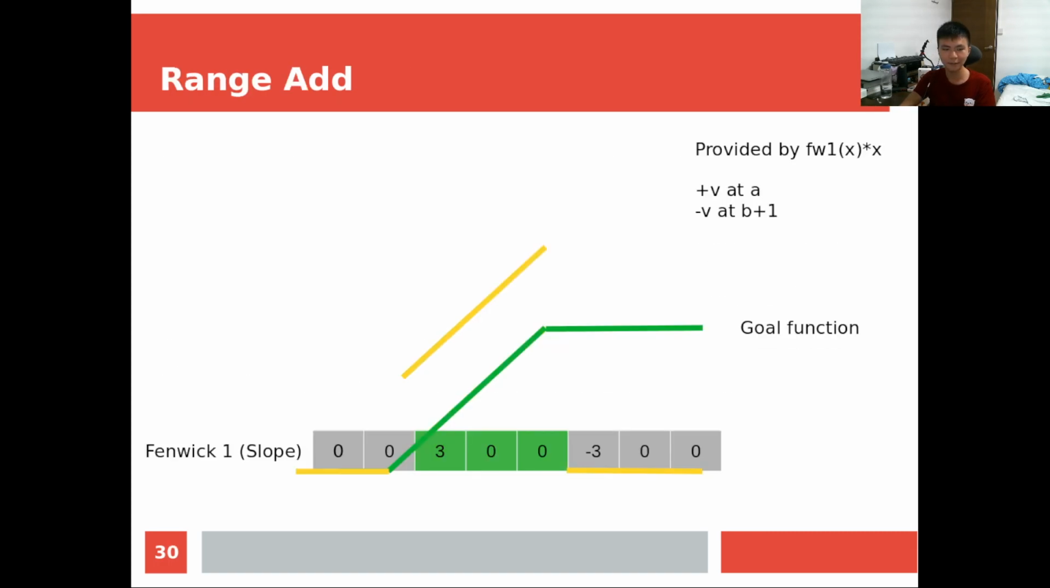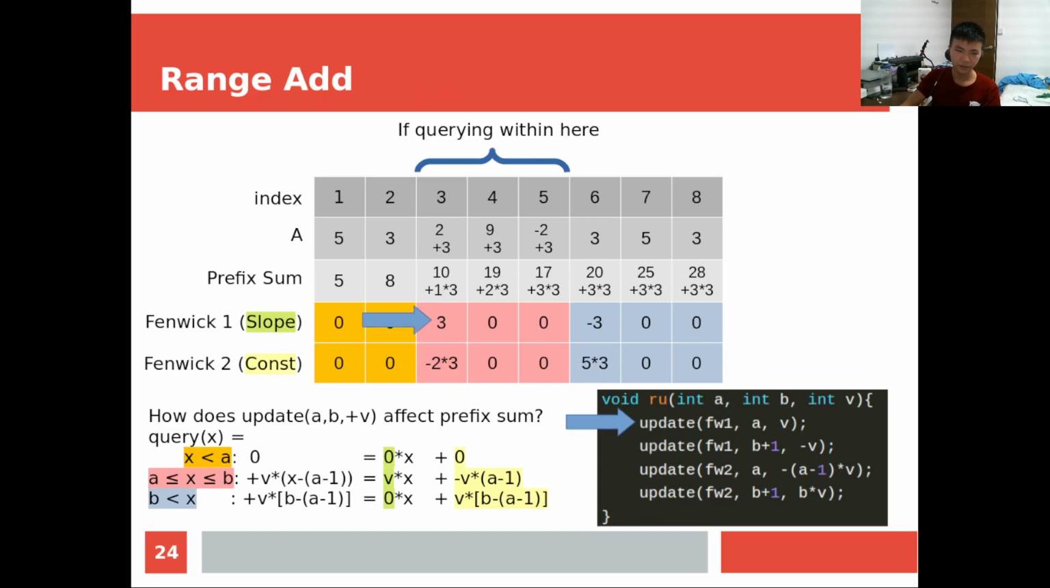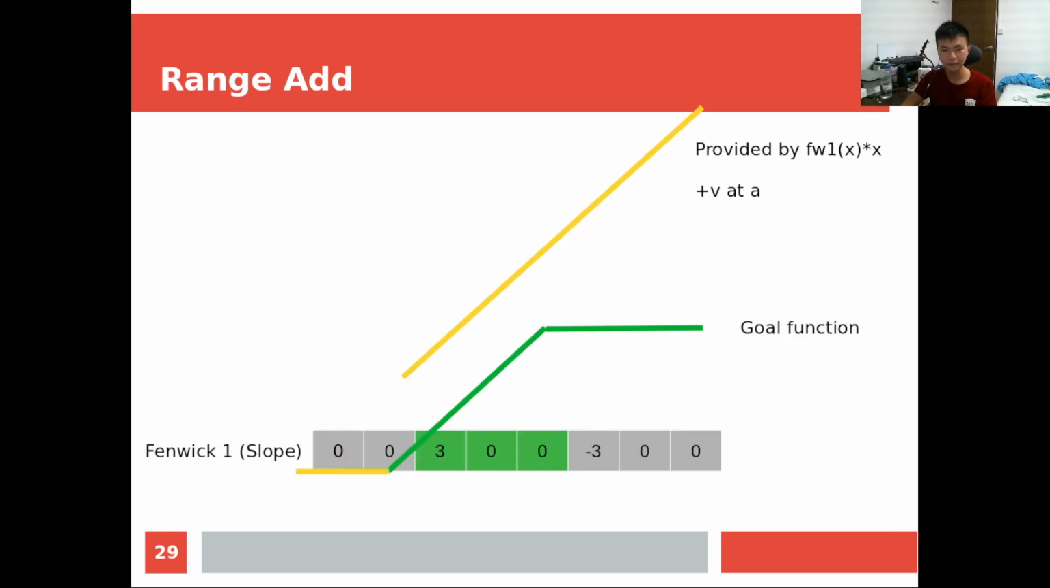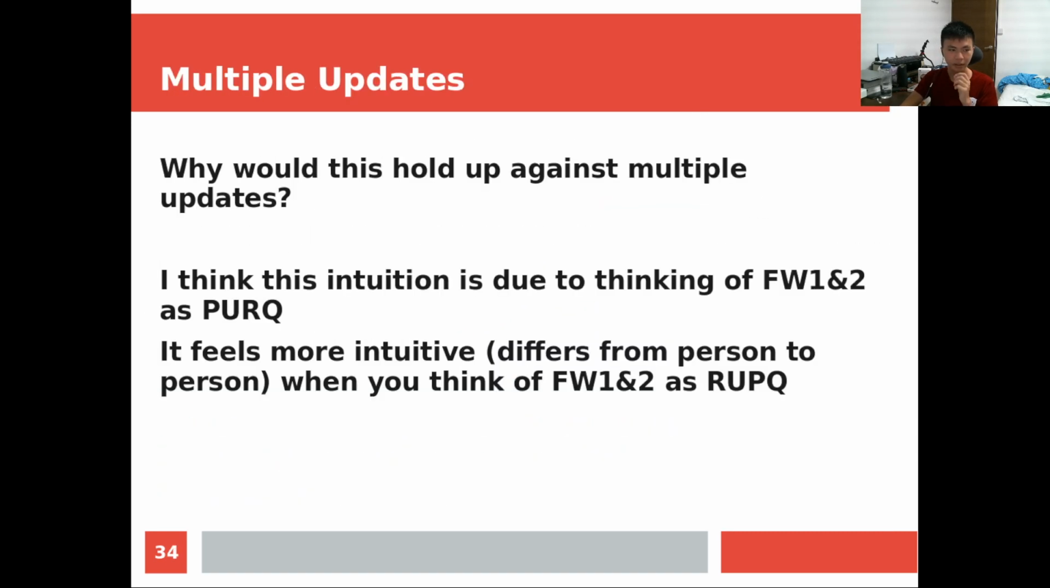So what I mean is that when I take a look at the code over here, there's 4 lines of code. Instead of thinking of each of the lines as a point update, think of 2 lines together as a range update. So the first 2 lines represent the range update to the slope Fenwick tree, and then the other 2 lines, the third and fourth line, represent the range update to the constant Fenwick tree. So I hope that helps.